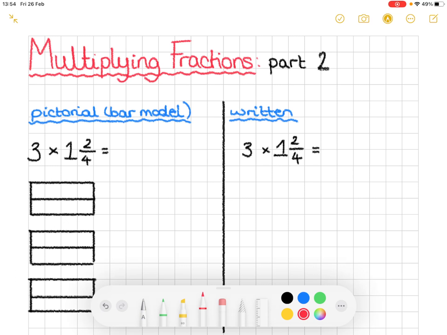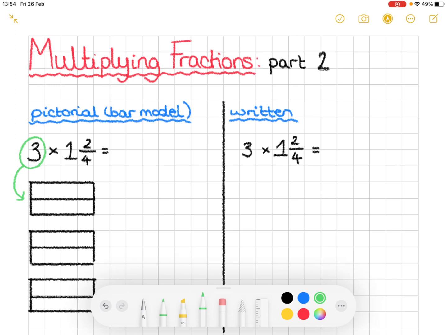So we'll start off with the pictorial method, which is where I've drawn the bar models. And you'll notice the bar models look slightly different to what they usually do. And this fraction is the reason why. So if we go through and I show you, we've got 3 lots of models because we're multiplying by 3. So you can see 3 lots of those models. And they're kind of double-decker models.